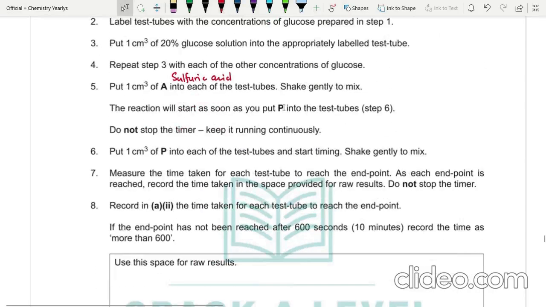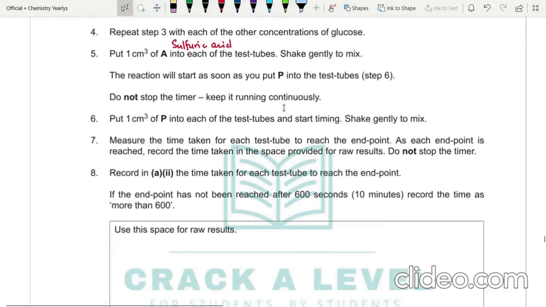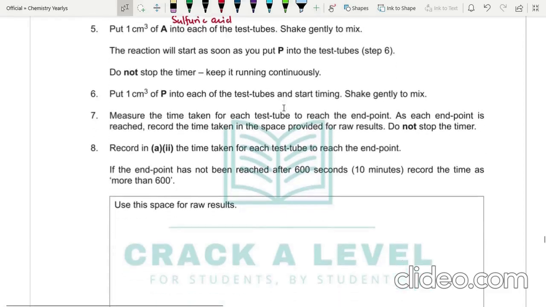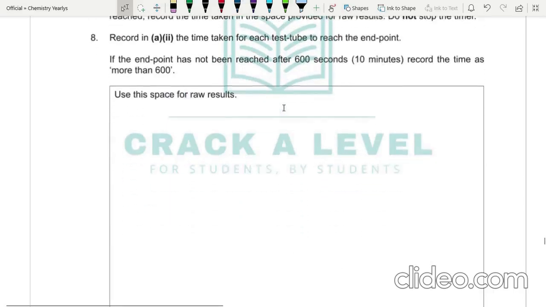The reaction will start as soon as you put P into the test tube. Do not stop the timer. Keep it running continuously. So we are going to be starting all the reactions at the same time. Put 1 cm cube of P into each of the test tubes and start timing. Shake gently to mix. Measure the time taken for each test tube to reach the end point, which will be purple to colorless. As each endpoint is reached, record the time taken in the space provided for the raw results. Do not stop the timer.